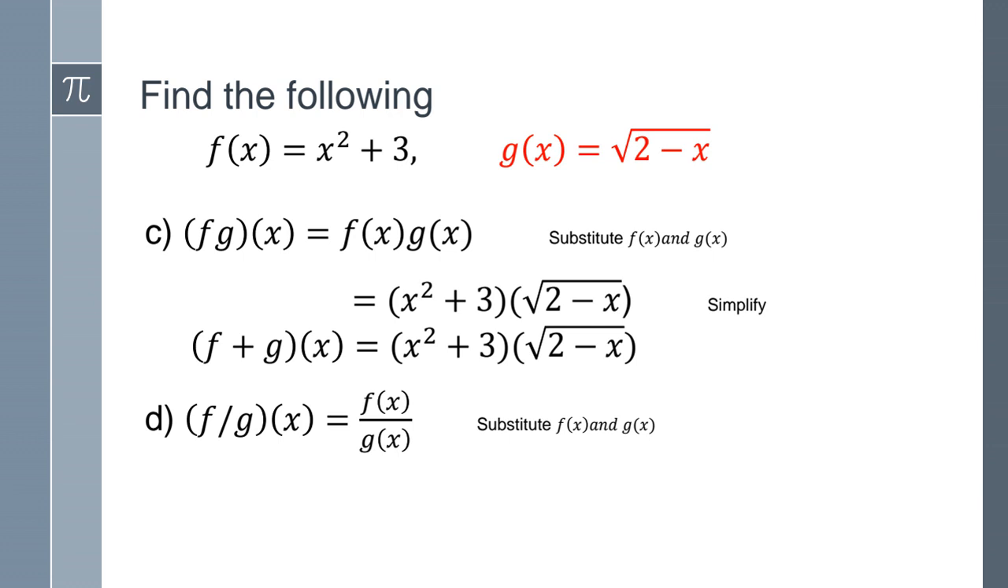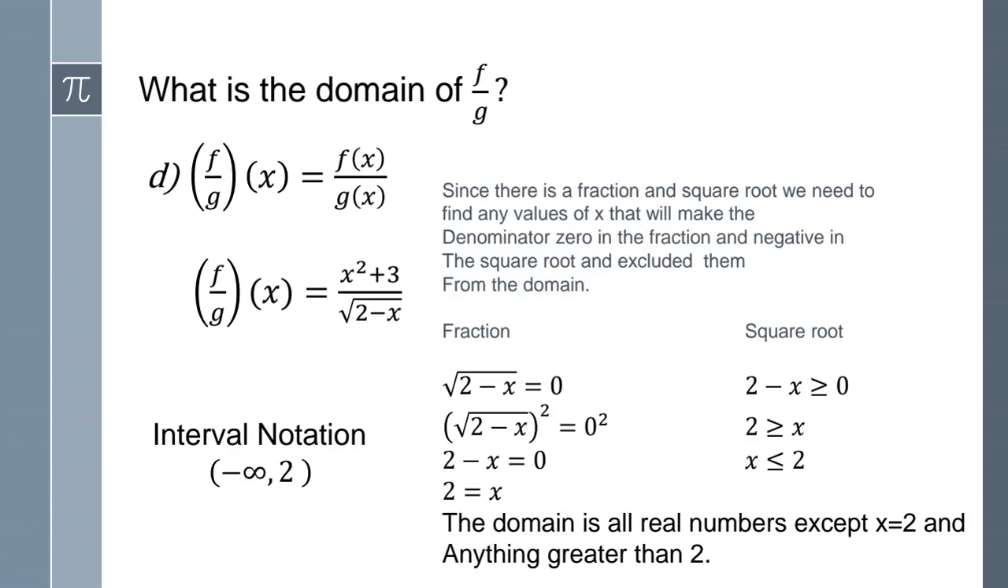And then the last one, the division of the functions, f divided by g, we just substitute. So we have x squared plus 3 divided by the square root of 2 minus x. Our homework is going to ask us, we can't simplify, right? We cannot factor, so that's going to be our answer. But the computer is going to ask us for the domain of this division. So we never want the denominator equal to 0. So if we don't see it, let's set it equal to 0.